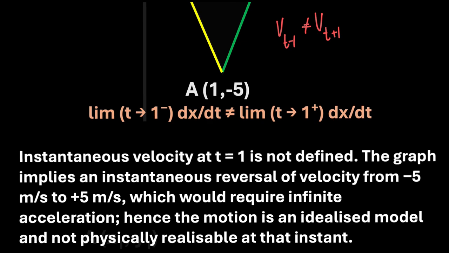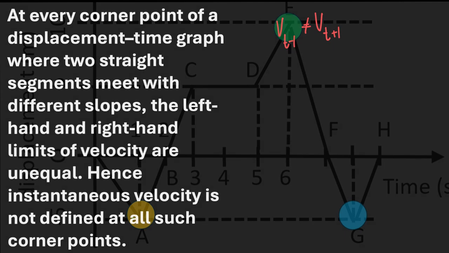Okay? So yes, we're just trying to integrate maths as well. Now, to go further, at every corner point of a displacement time graph, where two straight segments meet with different slopes, the left hand and the right hand limits of velocity are unequal. Hence, instantaneous velocity is not defined at all such corner points such as A, E, and G.